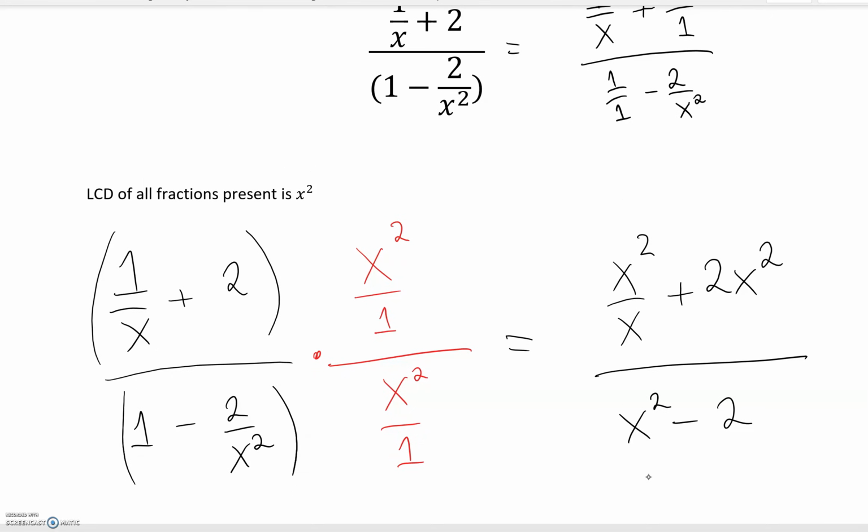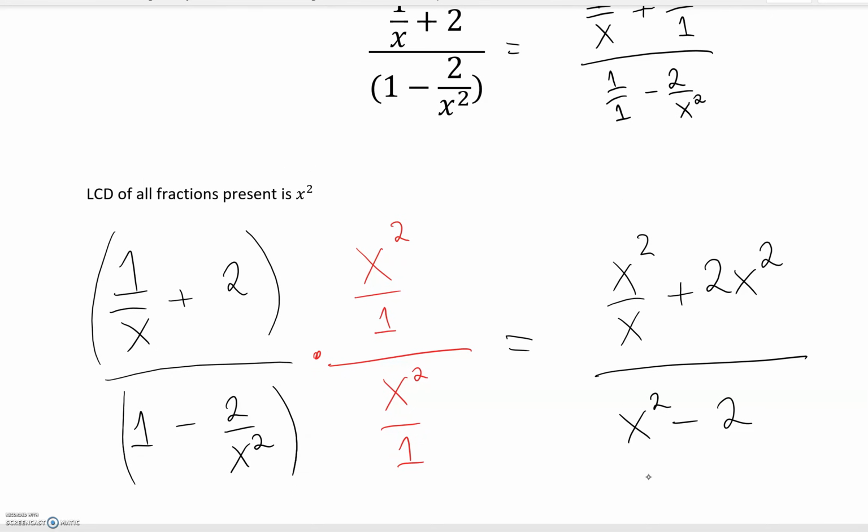So when you distribute that LCD, what happens? After you distribute, you're going to end up getting rid of all of the fractions that are present on the top of this complex rational expression and all of the fractions that were on the bottom. You'll notice here that if I factor out an x, you can see that this is in fact equivalent to the answer that you get when you use the first method.